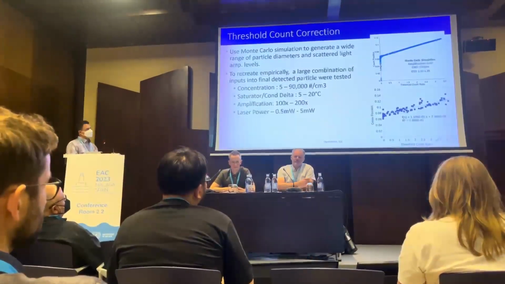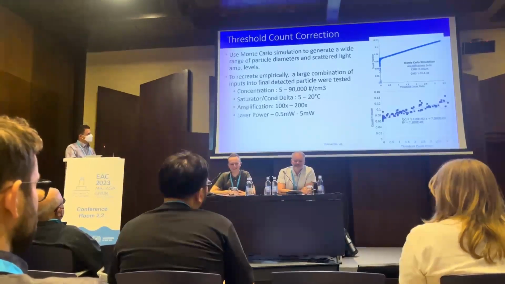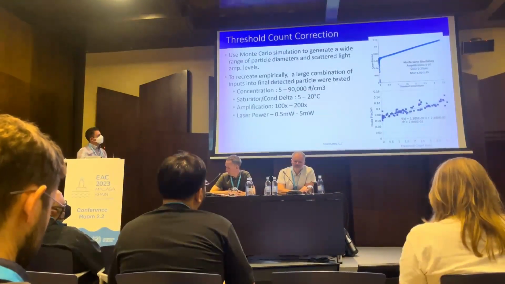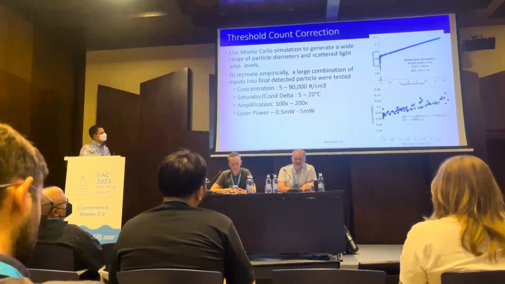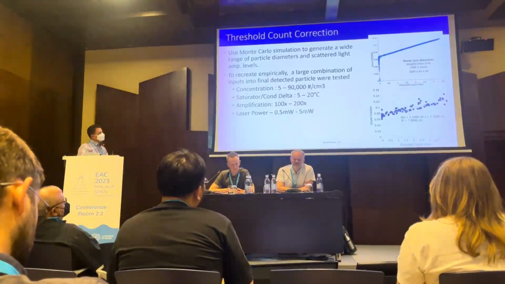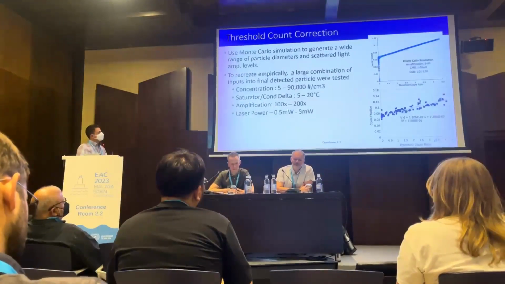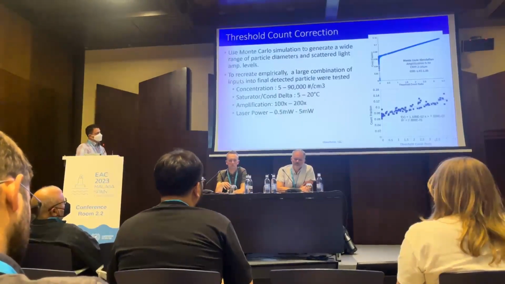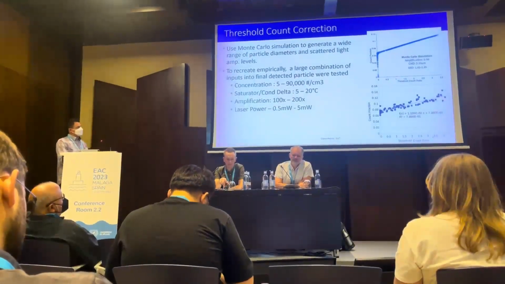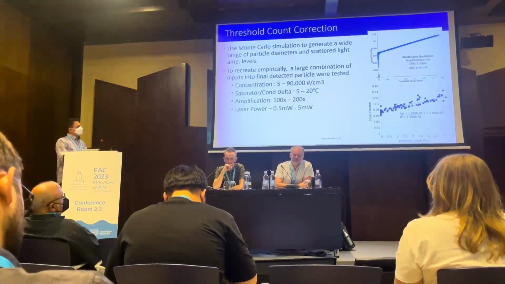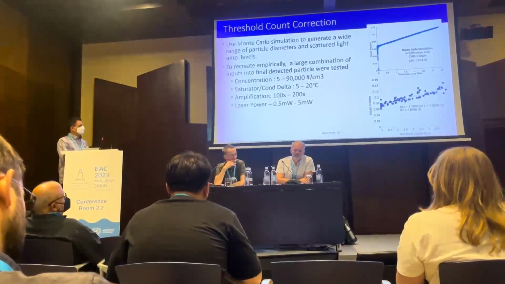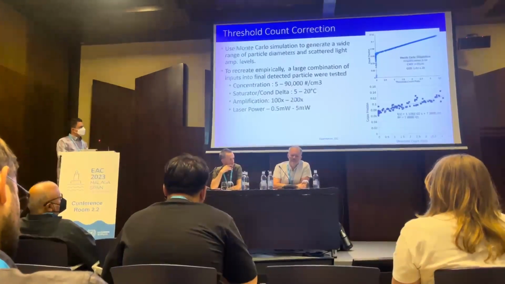This was too nice, I didn't believe it at first either. So we wanted to recreate that with some empirical data. We needed to generate a whole bunch of different particle sizes. To do that, we knew that we could vary the concentration, which clearly has an input. We could change the saturator and condenser delta T, increasing it to make particles bigger or smaller. We can change our amplification on the detector board, and we can modify our laser power. So we created this random sequence of events, a Monte Carlo, basically a DOE, and tested that.